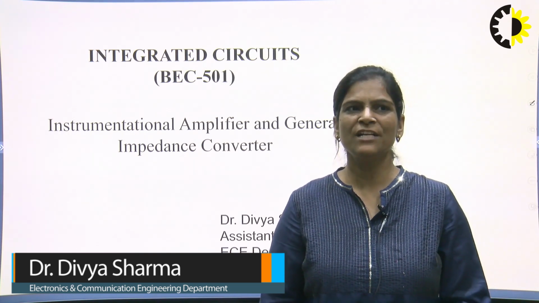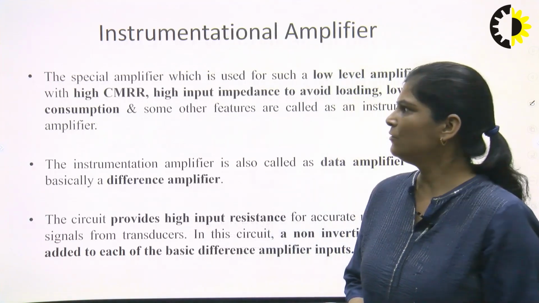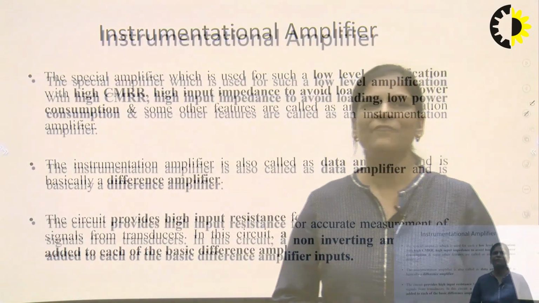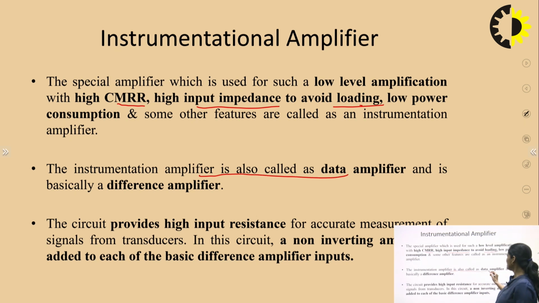Today's video lecture is on the instrumentation amplifier and general impedance converter. It is a special type of amplifier which is used for low level amplification with high CMRR, high input impedance to avoid loading, low power consumption, and some other features. The instrumentation amplifier is also known as a data amplifier and a difference amplifier.